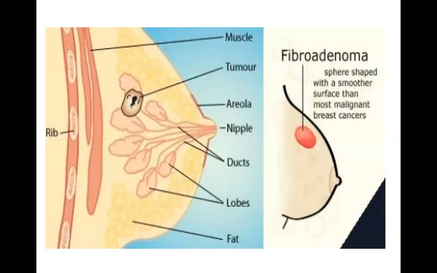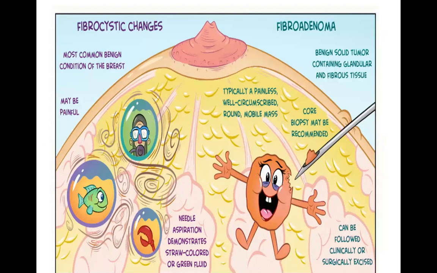Fibroadenoma is spherical in shape. It has a smoother outer surface, in contrast to the malignant breast cancers, where margins are ill-defined. This picture can show you how fibrocystic changes in the breast and fibroadenomas, they differ from each other. Fibrocystic changes, they are most common benign condition of the breast that occur due to the fluid-filled sacs within the breast. These are cystic in consistency and may be painful. While fibroadenomas, they are benign, solid tumors containing glandular and fibrous tissue. They are painless, well circumscribed, round, and mobile.